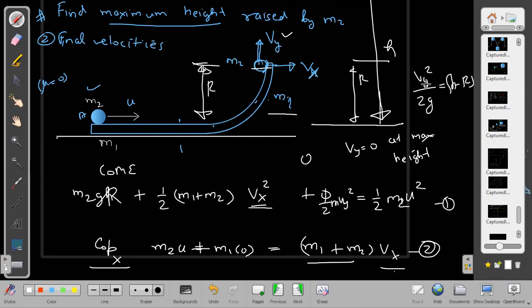It is acting like initial velocity from here. So Vy square by 2g is equal to h minus r. That way also we can do, but why should we do all that? I am not doing that here.